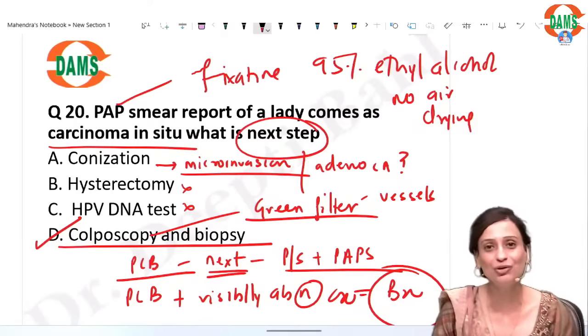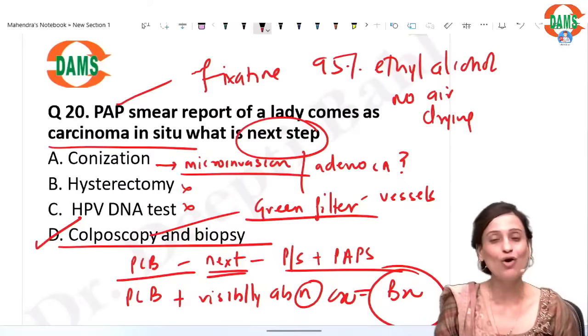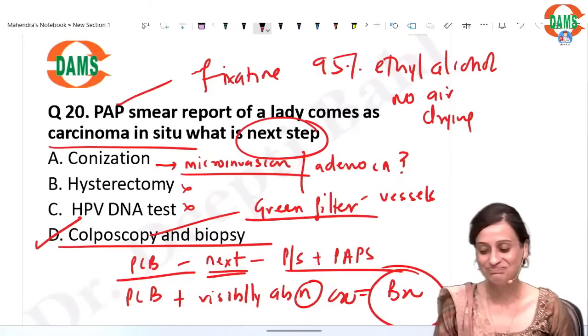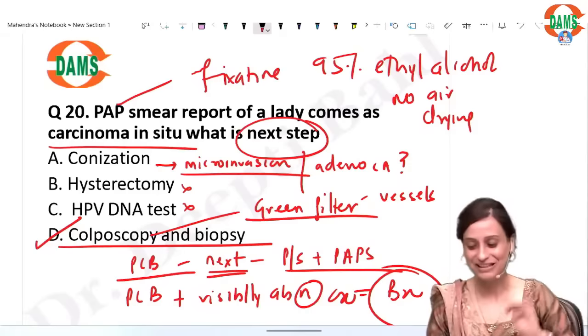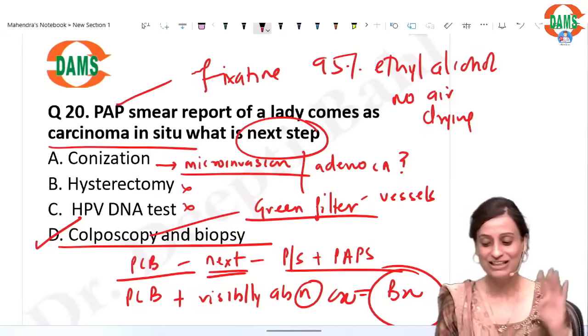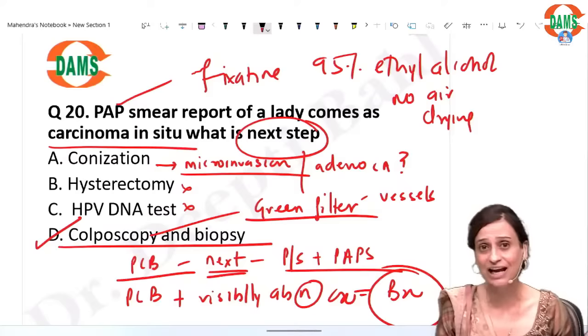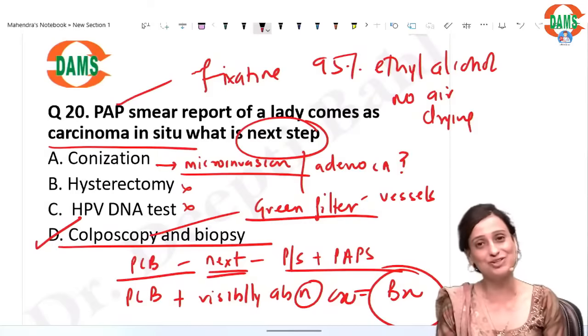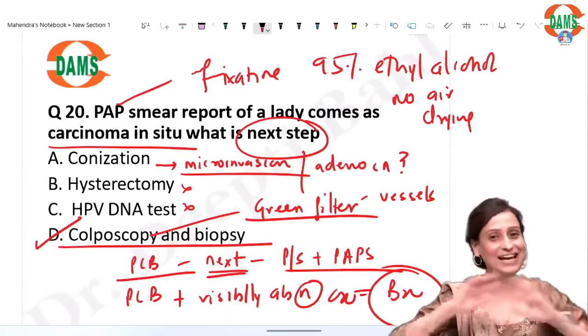So how many of you have got 20 out of 20? Anybody who's got all 20 correct? Anyone? Okay, anyone who's got 18, 19 or 20? How many of you have got 18, 19 and 20? I think if that's your score, it's excellent. Obs and gyne is a very high yielding topic in INICET. You get quite a number of questions. So, you know, if you're anywhere around 18, 19, 20, excellent.